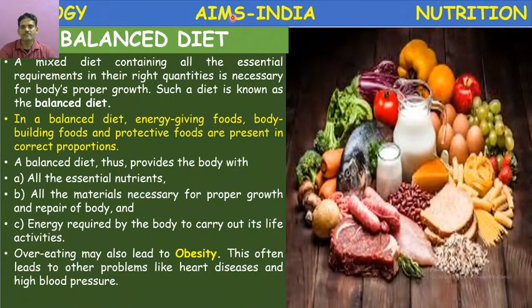So, a balanced diet. An egg is a balanced diet for a growing child. Every day one egg, a glass of milk. Anything which consists of all the nutrients in required proportion is called a balanced diet. That's why an infant gets a balanced diet from the mother's milk. A mother's milk is a balanced diet. It depends on the type of food the mother consumes. It relates to the nutrients present in the milk. That's why a lactating mother has to take a balanced diet.